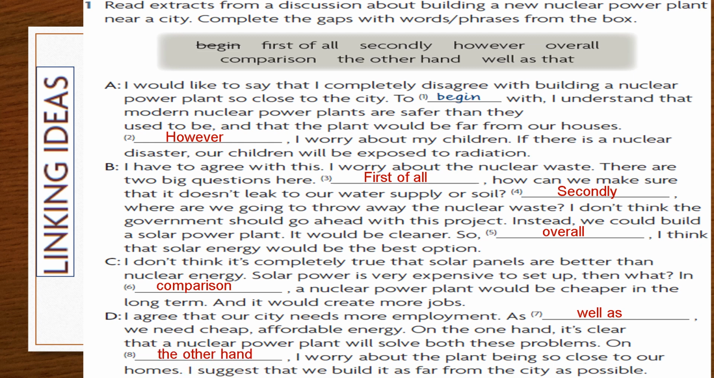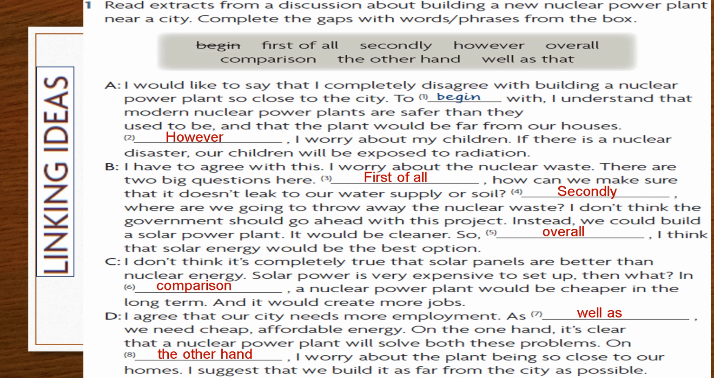On the other hand, I worry about the plant being so close to our homes. I suggest that we build it as far from the city as possible. We mentioned a point: on one hand, it's clear that the nuclear power plant will solve both the problems of employment and cheap, affordable energy. And on the other hand, the opposite opinion, I worry about the plant being so close to our homes.